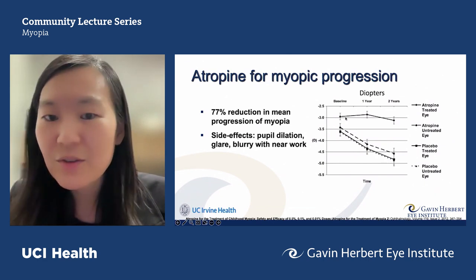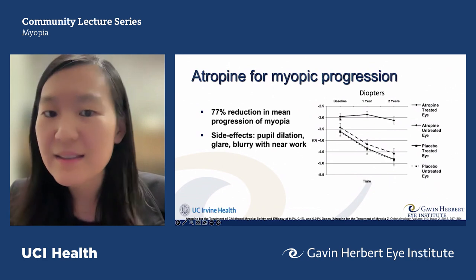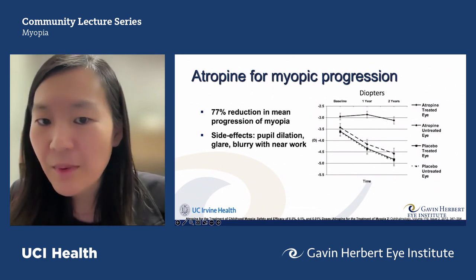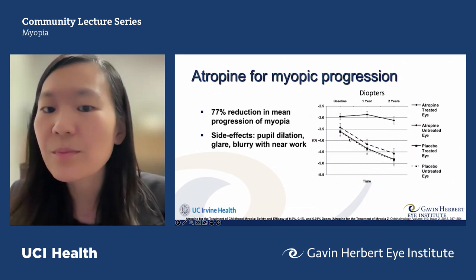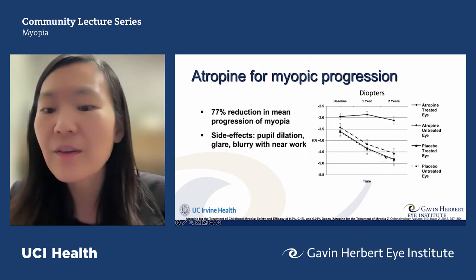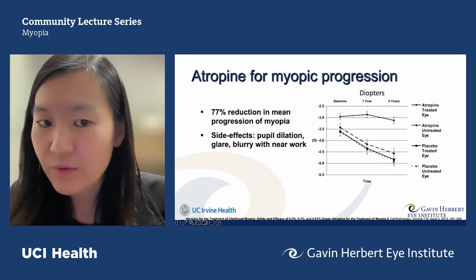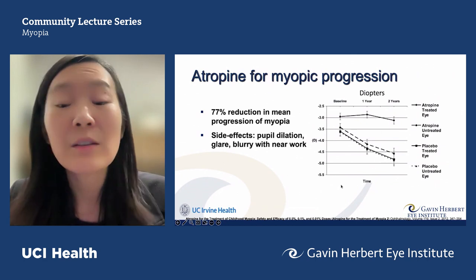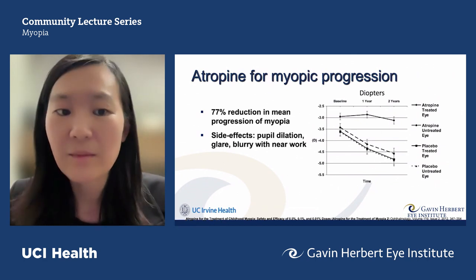The graph on top shows the patient on atropine. They stayed at -3 over 2 years. But these two lines down on the bottom are the kids in the control group, and their myopia got worse, so -3 to -4.5 to -5 over 2 years. This was the first study that showed us that low dose atropine does slow progression of myopia.